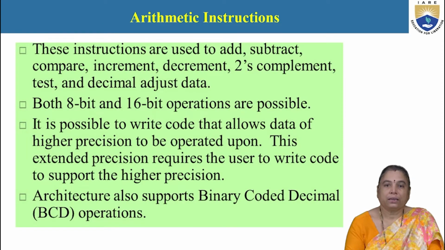The first category of instructions under the data manipulation instructions category is arithmetic instructions. These instructions are used to add, subtract, compare, increment, decrement, find two's complement, or decimal adjust the data, and these can be performed with the help of arithmetic instructions. So the data processing or computational capability can be provided with the help of these arithmetic instructions.